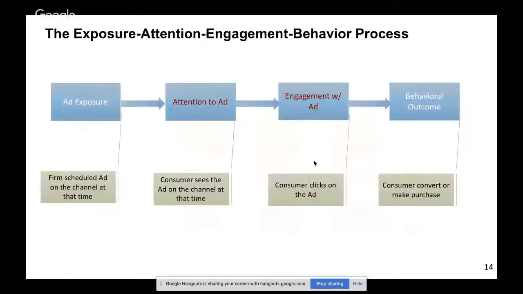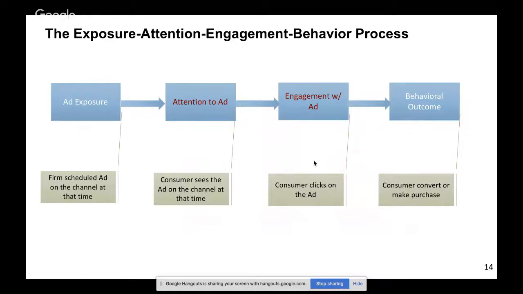Next, as an advertiser, what is the one key thing we should pay attention to if we want more people to visit our website, or if we want more conversions? It's important to understand the process. I call this process the exposure, attention, engagement, and behavior process. From the beginning where the ad is exposed to the customer, to where the customer makes the purchase, there are mainly four stages involved. Let's look at these four stages one by one.